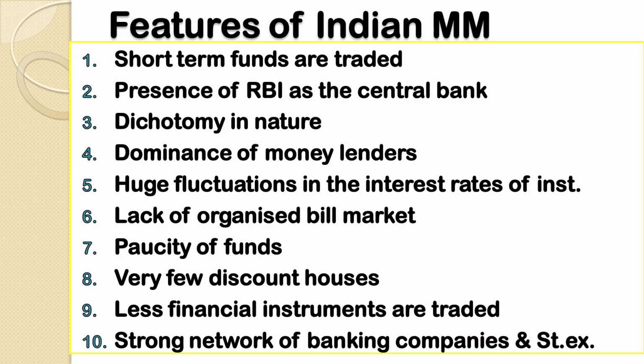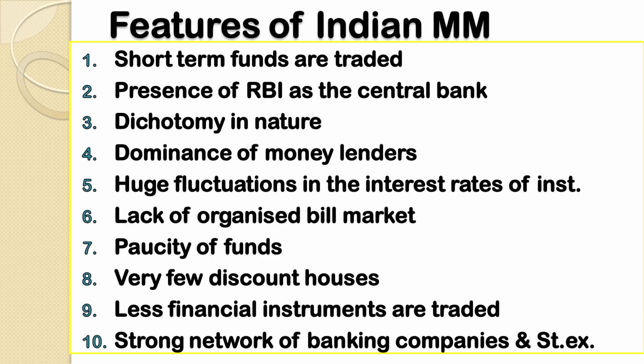Now, the next point is point number 5, huge fluctuations in the rate of interest over the securities which are traded in Indian money market. In Indian money market, we can see that the instruments traded under the organized sector, for example FD, current account, commercial papers, certificates of deposit, carry a rate of interest which fluctuates in a specific range. It might be from 5% to less than 20% or so on.